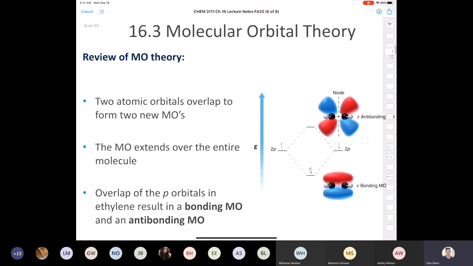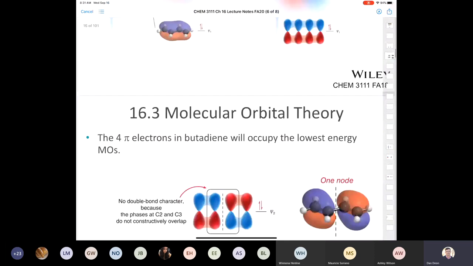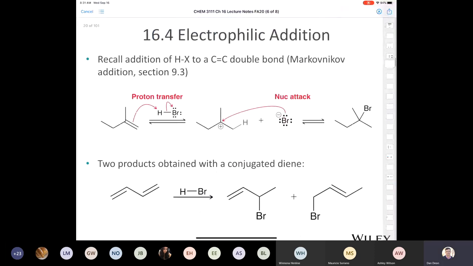I'm going to skip the section on molecular orbital theory. It doesn't mean it's not important because we spoke about it in Organic Chemistry 1. But I'm going to skate over this right now and get into the details of section 16.4. So I'm not going to ask you any specific questions about MO theory. We're going to get right here and talk about something that's familiar to all of us, which is electrophilic addition. And this goes all the way back to, it says here, Markovnikov addition, section 9.3. I thought it was before that, but anyhow.